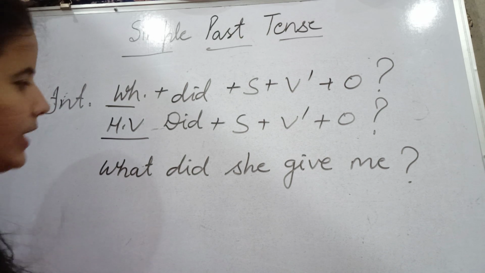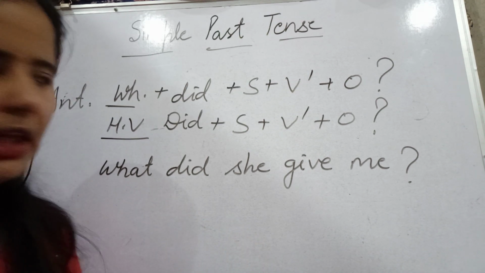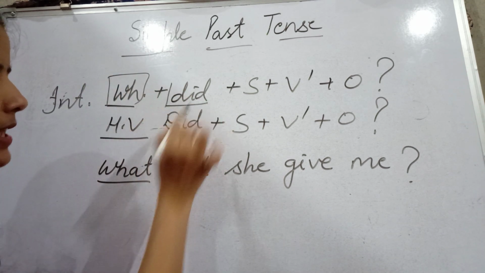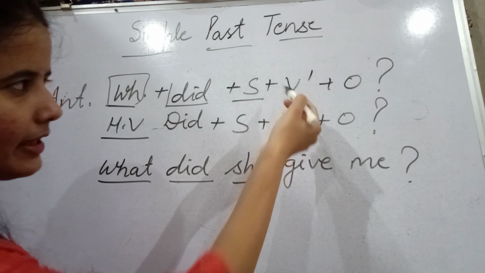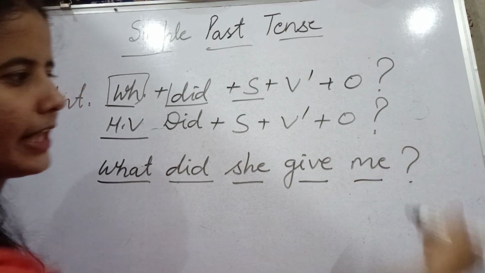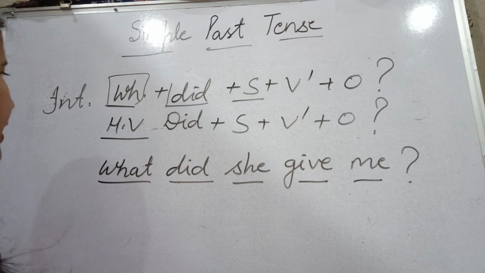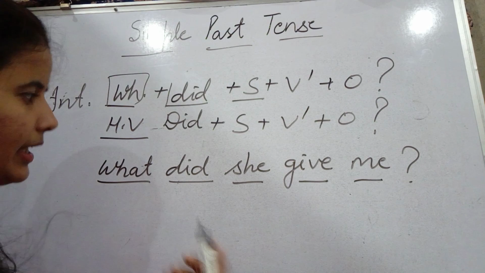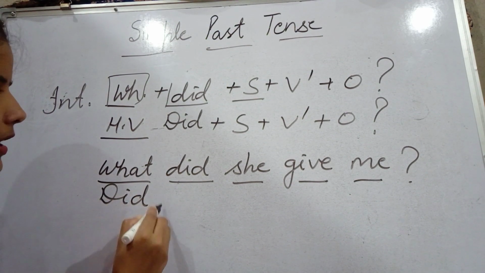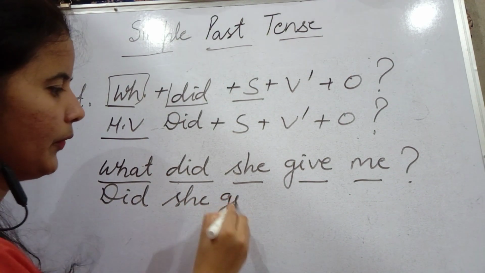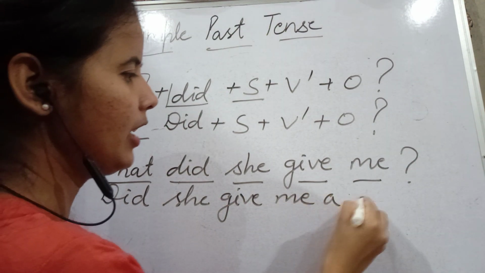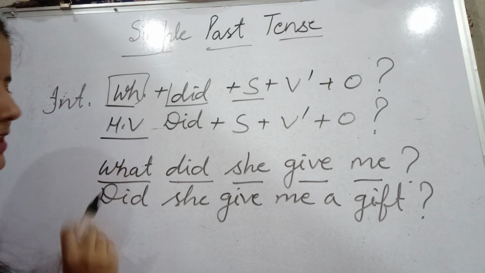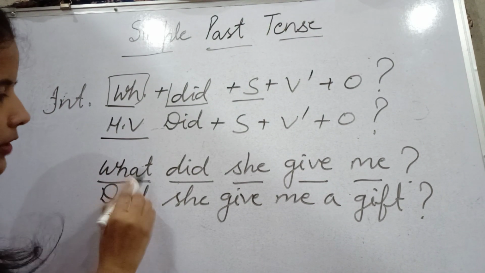So this is a question here. We are asking, what did she give me? So remember, we start with the WH word. After this the helping verb. After this the subject is there, V1 is there, and the direct object is there, and the question mark is there. After this, if we start the sentence with a helping verb, you can definitely write, did she give me a gift? Did she give me a gift? And question mark. So this sentence is started with the helping verb and the previous one is started with the WH word.